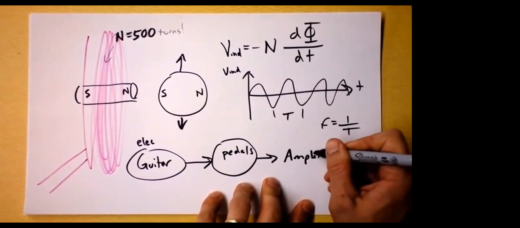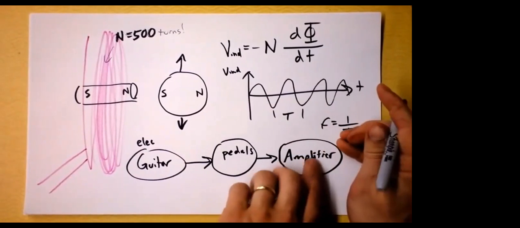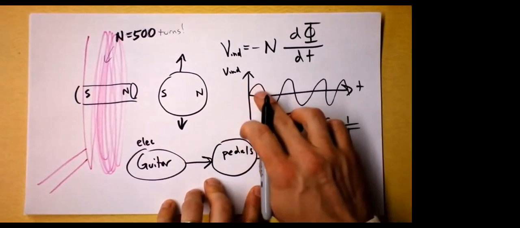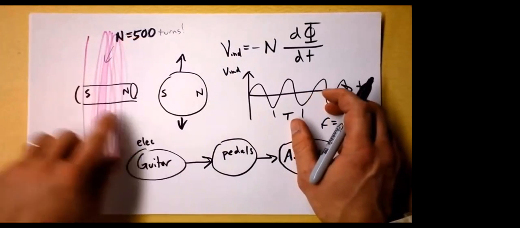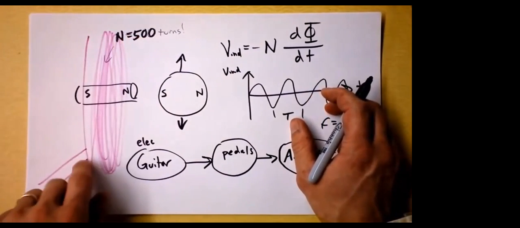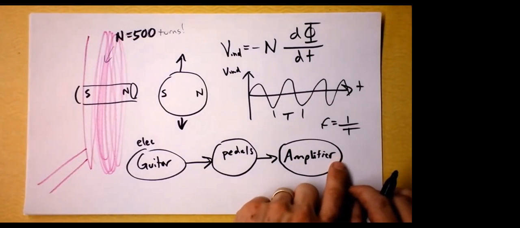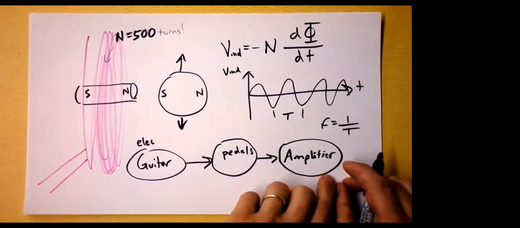So you're talking about Fender or Marshall or something. And these guys are going to make your sound louder. Not your sound, I should say your signal. So they're going to take a small induced voltage, and even though there are 500 turns or so here, we're going to say that this voltage is rather small, probably in the millivolt range. And they're going to make it in the volt range. They'll make a much, much larger voltage change coming out of the amplifier.